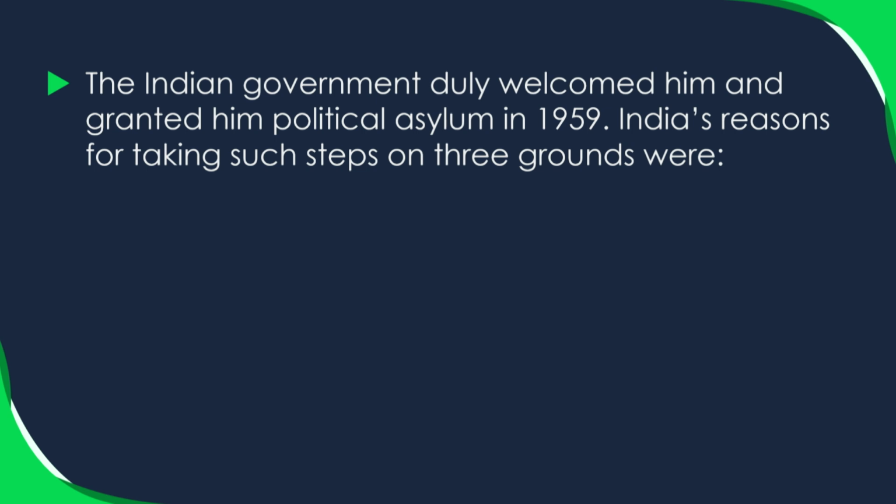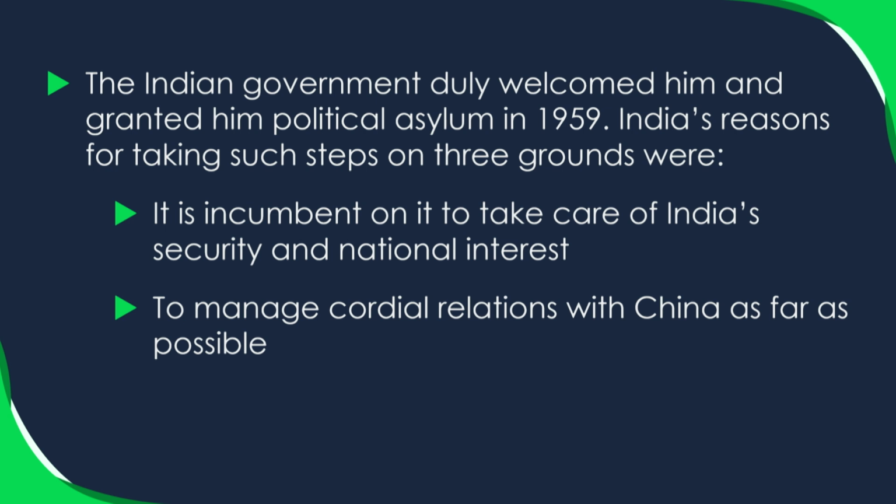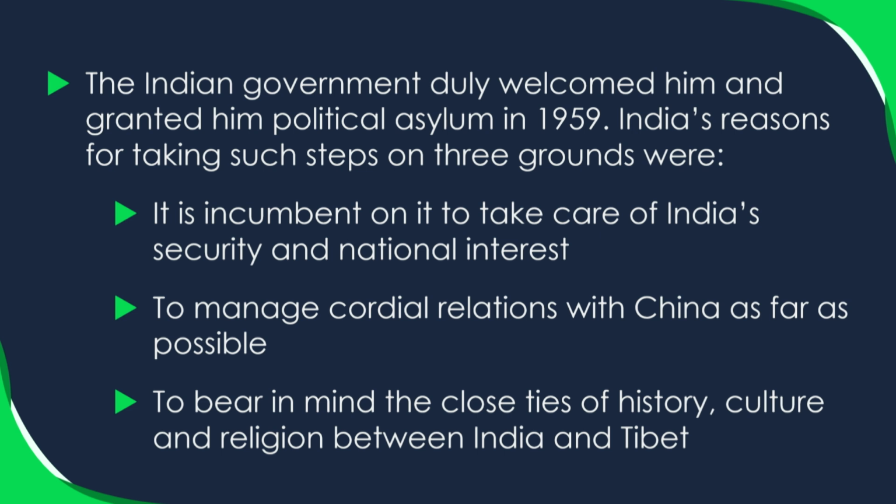India's reasons for taking such steps were on 3 grounds, which are as follows. It was incumbent on it to take care of India's security and national interest, to manage cordial relations with China as far as possible, and to bear in mind the close ties of history, culture and religion between India and Tibet. Thus, India tried to maintain a balancing act by granting asylum to the Dalai Lama while trying not to assist the Tibetans in their armed resistance in any way.